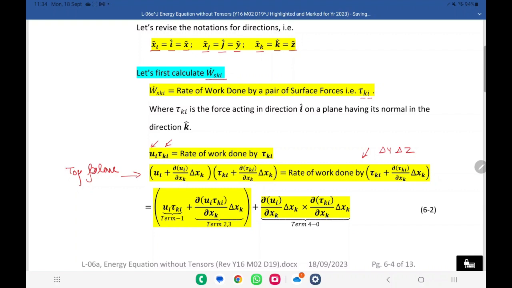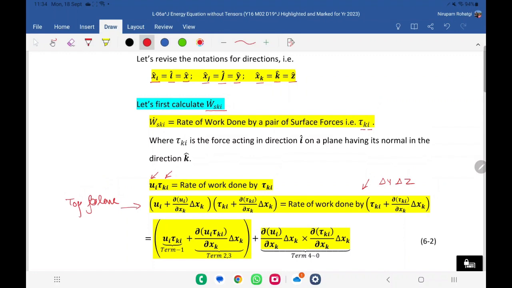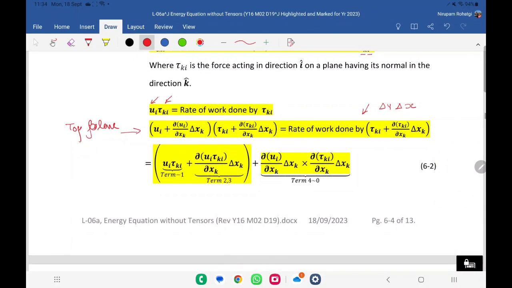Sorry, it is del x. The plane in the Z direction will have area equal to del y into del z. Okay, so you have to multiply shear force by area, and this can be written as, so this is the bottom plane, and the lower one is the top plane.